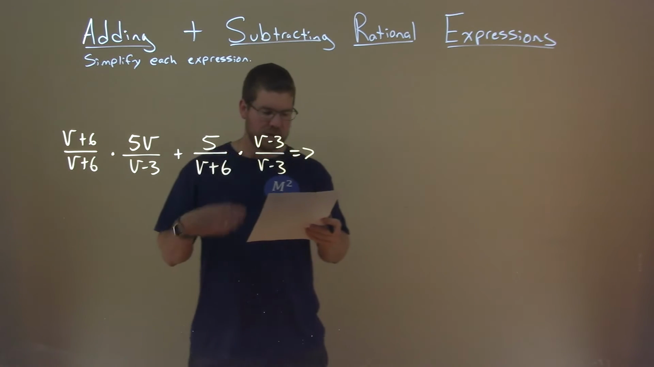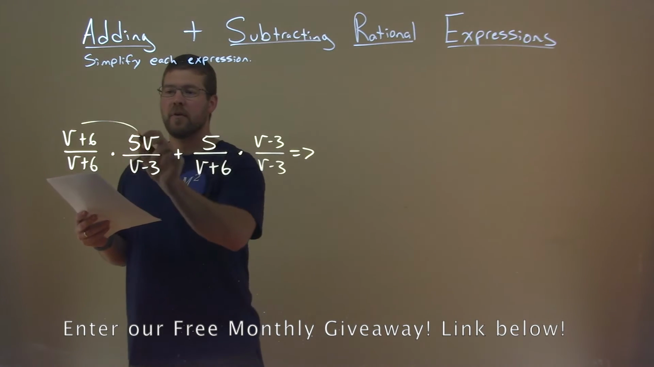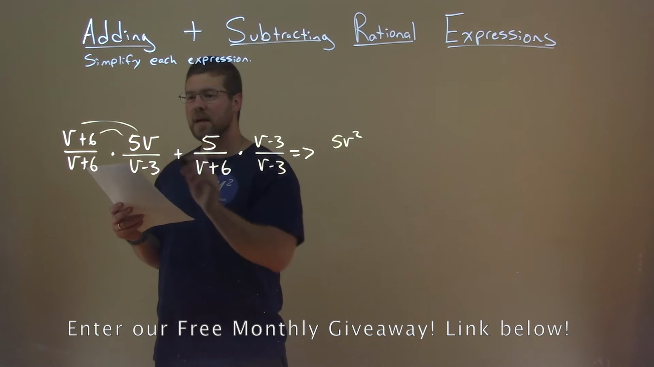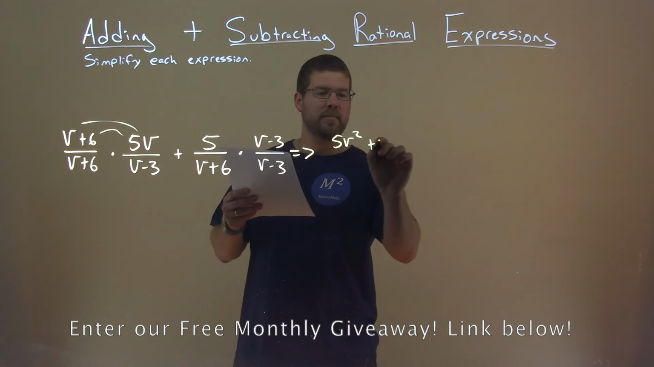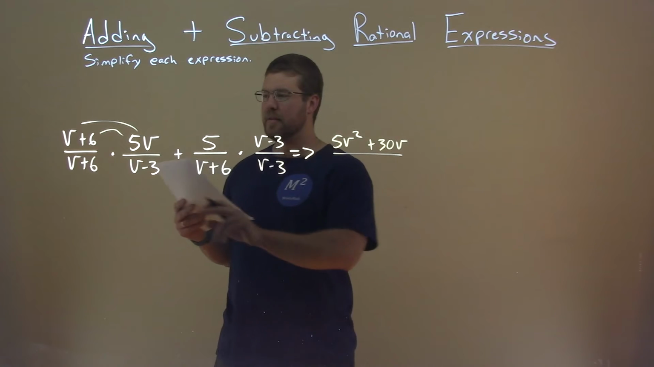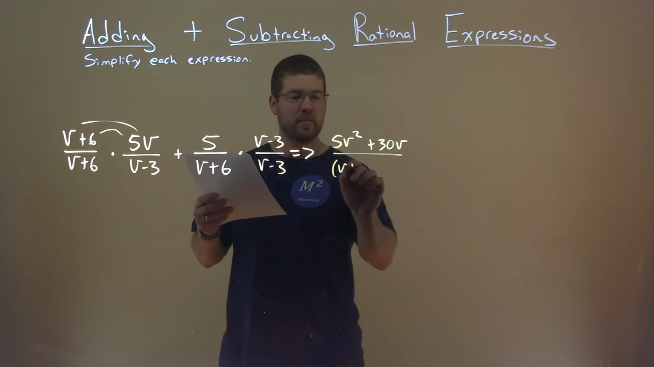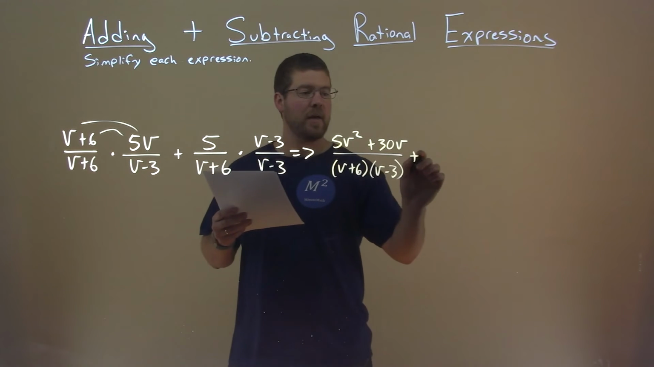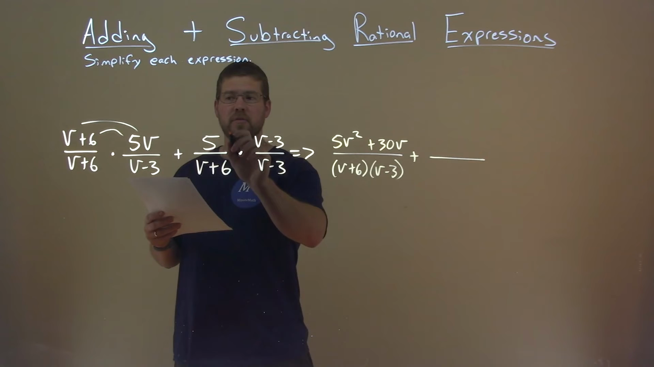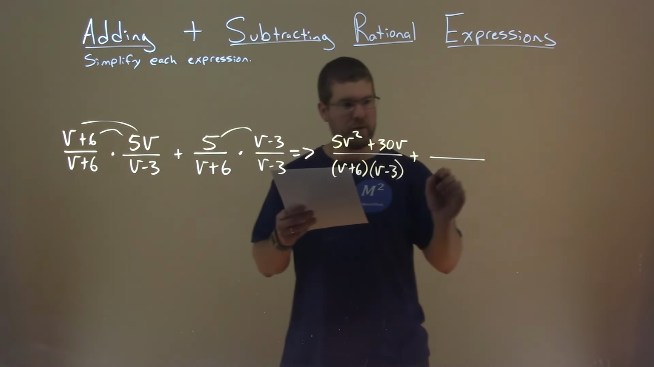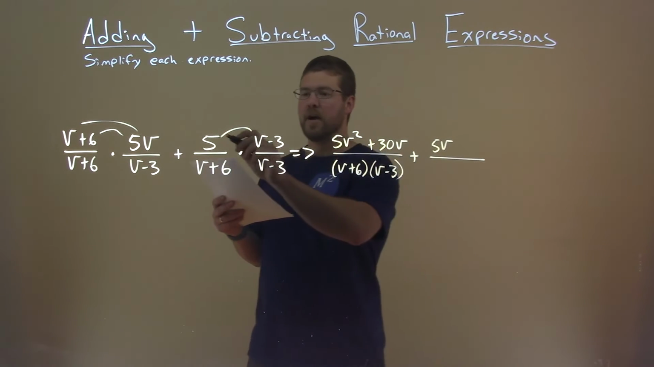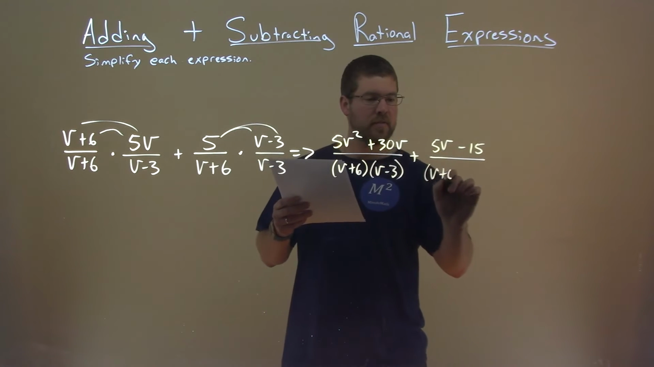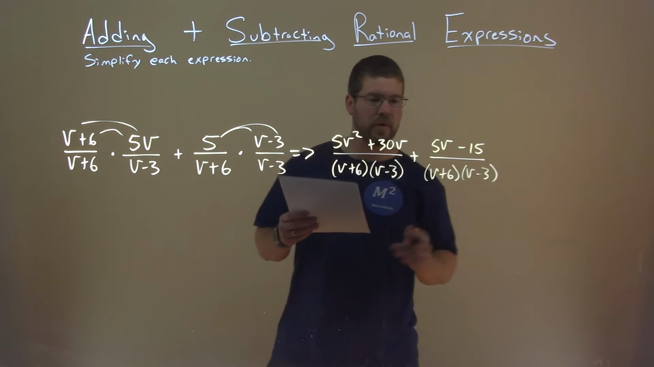So what does this simplify to be? V times 5v is a, well, 5v squared. And 6 times 5v is a 30v. Over a denominator, which is going to be a v plus 6 times a v minus 3. Now we're going to add that to the second fraction here, and we'll distribute again. 5 times v is 5v, and then 5 times a minus 3 is a minus 15. And again, that's over v plus 6 and a v minus 3.